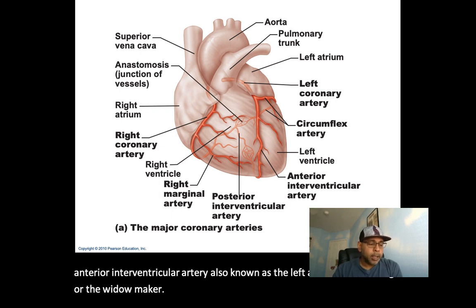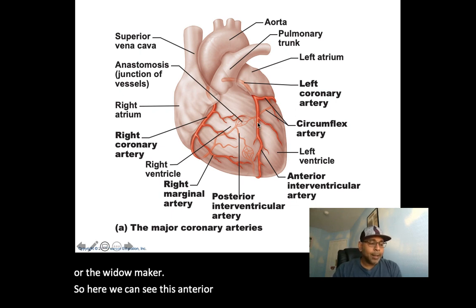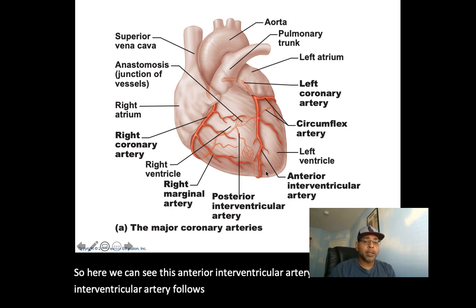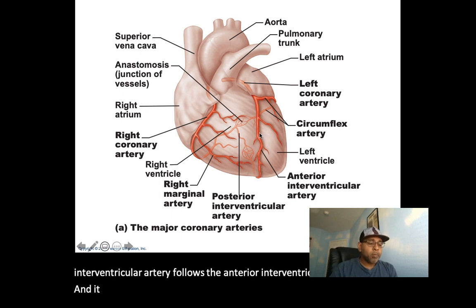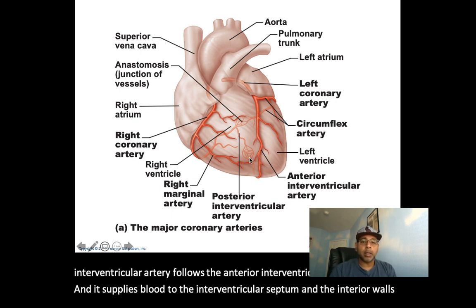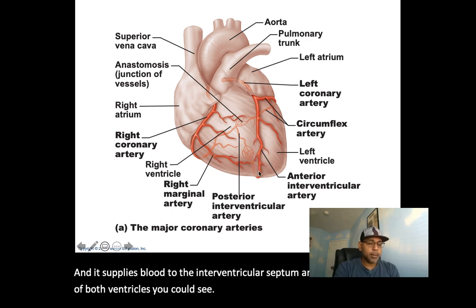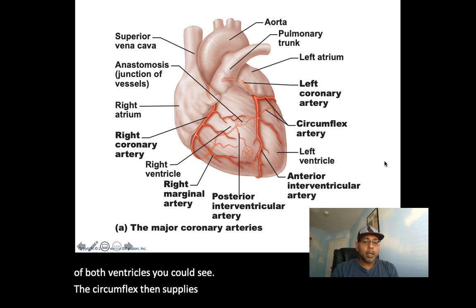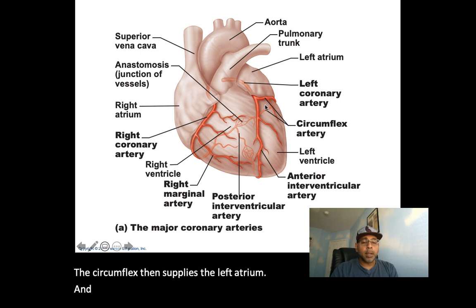So here we can see this anterior interventricular artery. The anterior interventricular artery follows the anterior interventricular sulcus, and it supplies blood to the interventricular septum and the anterior walls of both ventricles, you could see. The circumflex then supplies the left atrium and the posterior walls of the left ventricle.